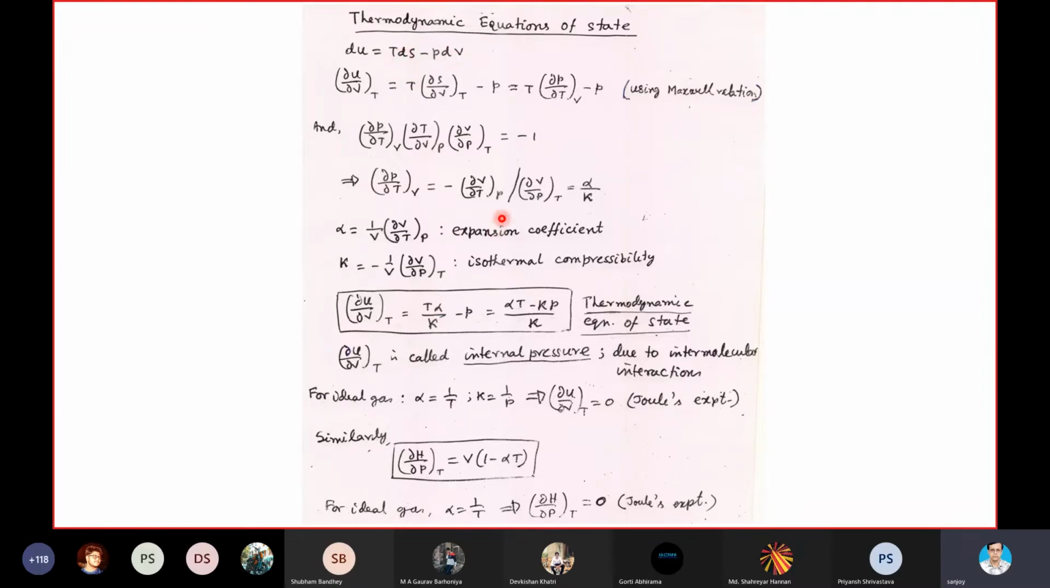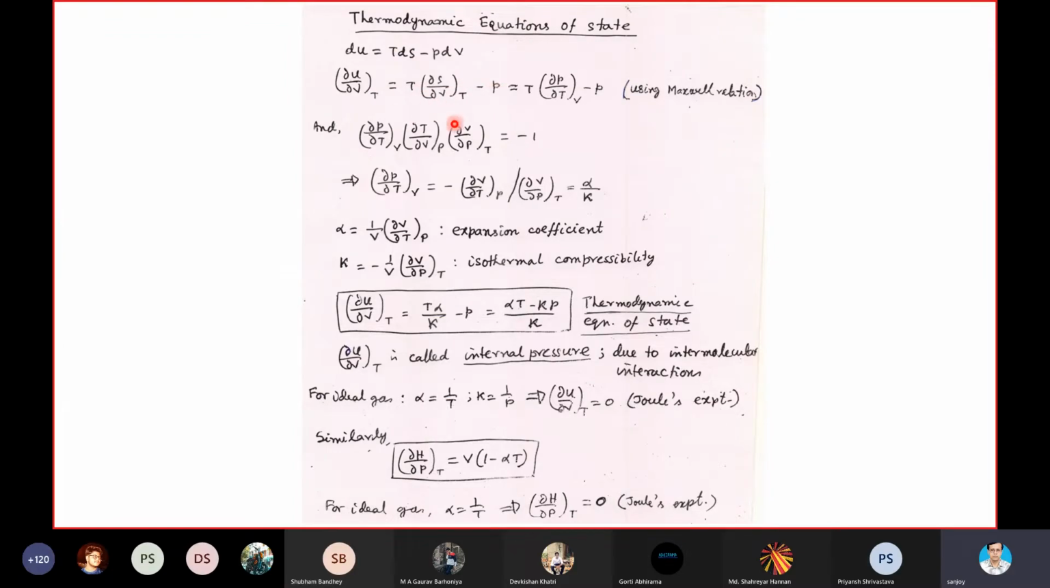We know that. Okay. Now from there, you see that your internal energy depends on entropy and volume change. So if I take a derivative with respect to volume at constant temperature, then you have this expression: T del S del V at constant T, minus P.